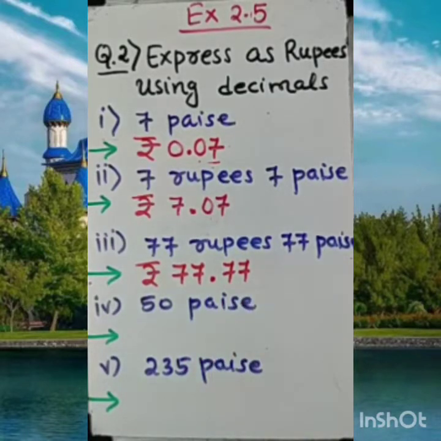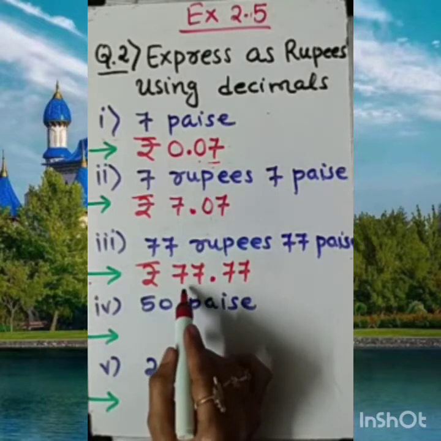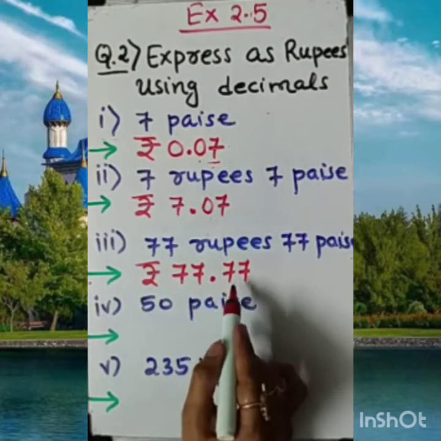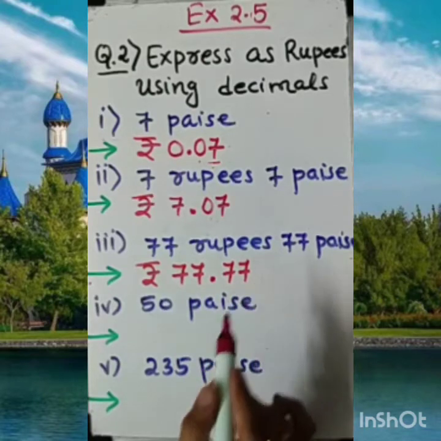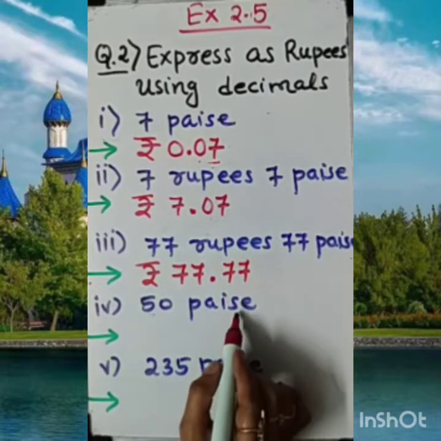77.77 here. Okay. We can't read it 77.77. It is a wrong reading. How to read, that also you need to learn. We need to read it 77.77. Okay.